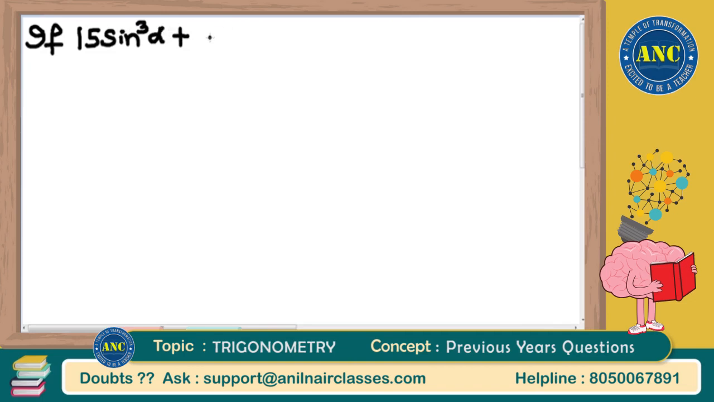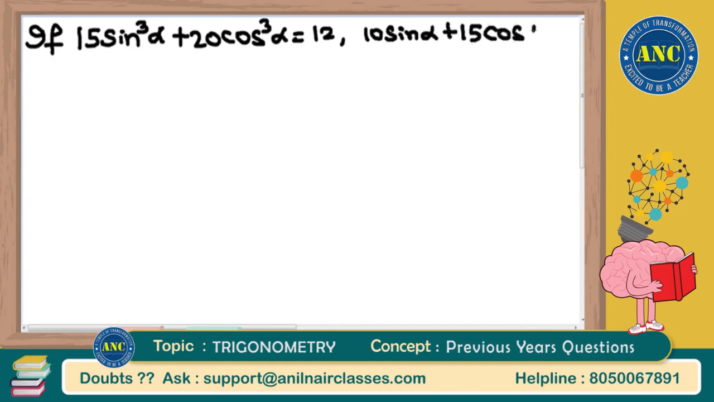If 15 sin cube alpha plus 20 cos cube alpha is equal to 12, find the value of 10 sin alpha plus 15 cos alpha. That value is what I require. Listen carefully, sir. Let us not at all make it complicated. I have sin term, I have cos term. That means I will make use of the property sin square theta plus cos square theta equal to 1.